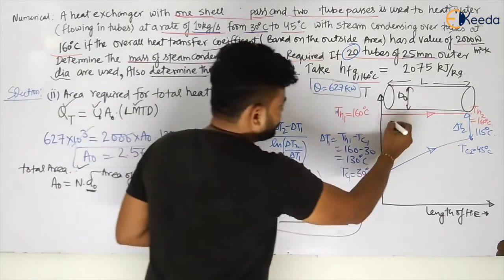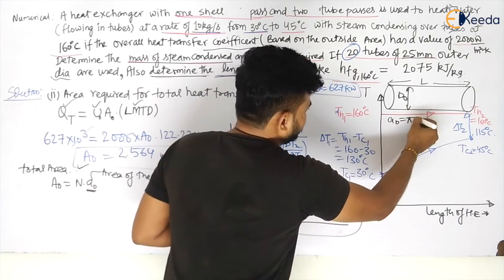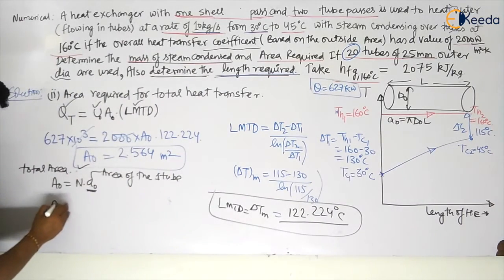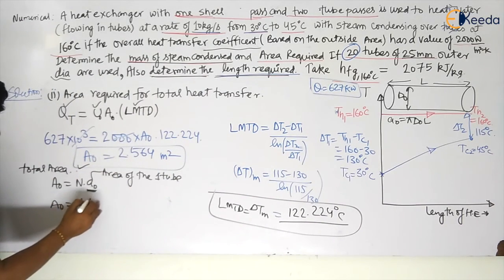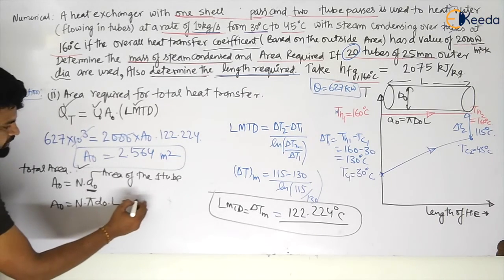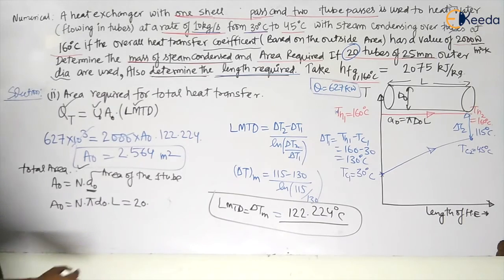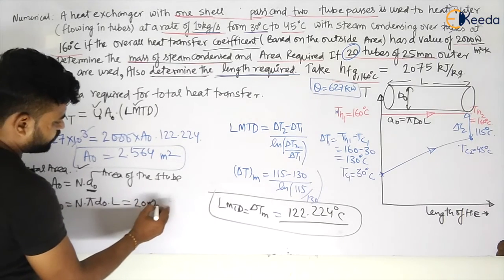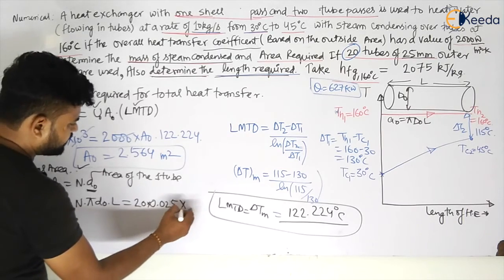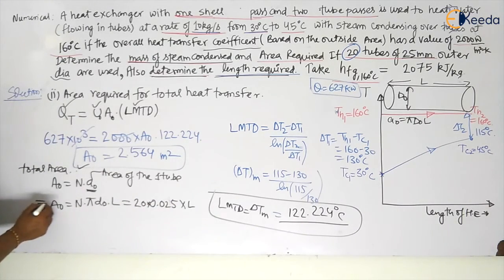So what is A naught, my dear students, for this? For one tube, the A naught will be given by pi d naught into L. So A naught is equal to N into pi d naught into L, my dear students. So number of tubes they have given is 20. Diameter he has given how much? 25 millimeter, which means 0.025 meter. L we have to calculate, and the area we know, that is 2.564, my dear students.